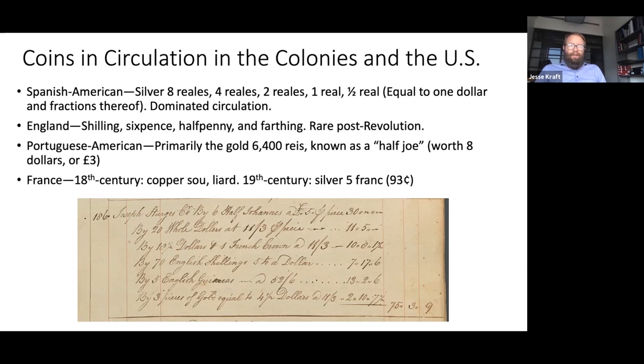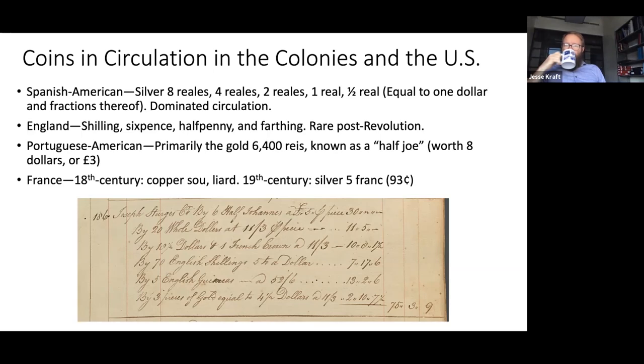I said that there were £3, but this was in December of 1776 during the beginning of the American Revolution. So all these prices are actually inflated a bit. 20 whole dollars, 18 half dollars, and 1 French crown. 70 English shillings, 5 English guineas, and 3 pieces of gold. So that kind of is a microcosm of the different foreign coins that were in circulation in the freshly minted United States at the time.